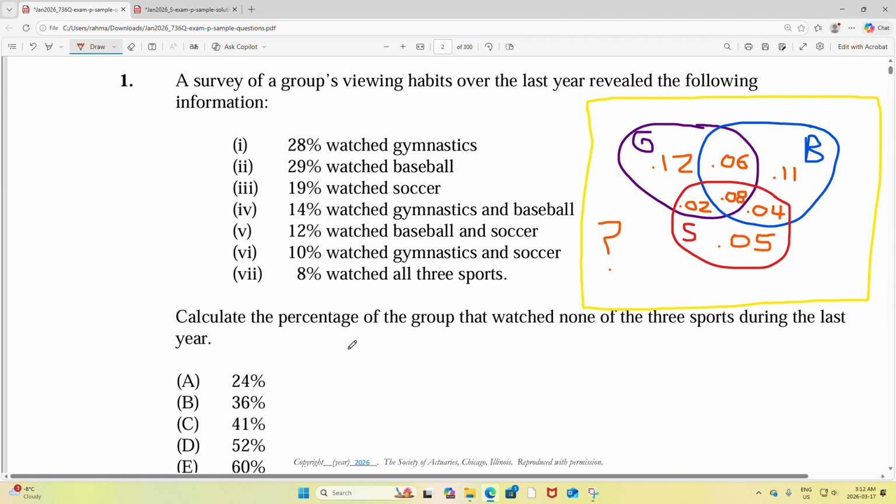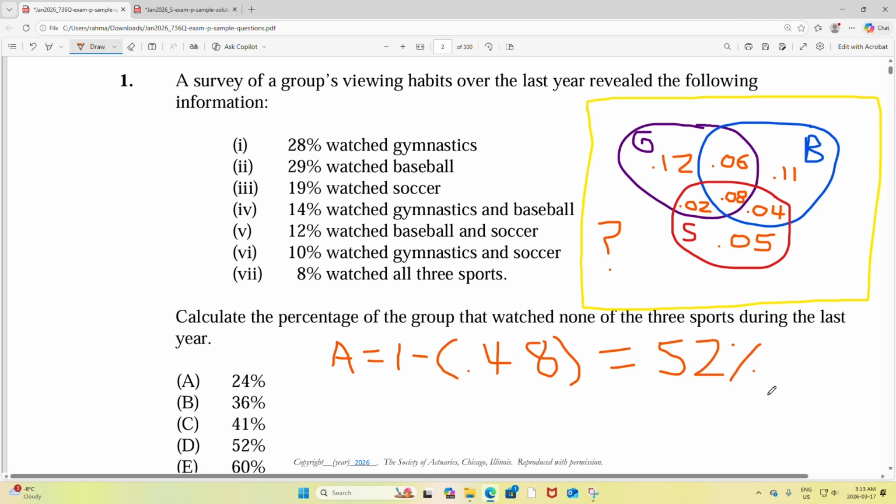Since they all add up to 1, the answer, I'll just put A for answer, is just going to be equal to 1 minus the sum of all of these. Gymnastics is 28, so that's all 28 right here. That leaves us with 28 plus 15 plus 5, which gives 48. And 1 minus 48 gives us 52%. So that's our answer.